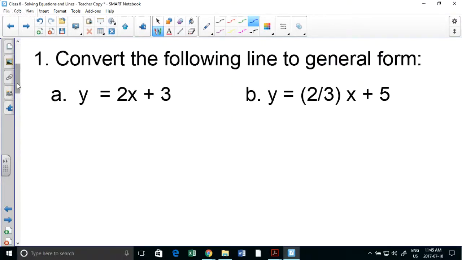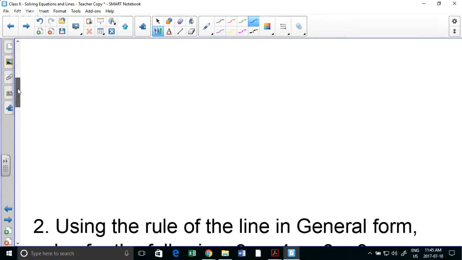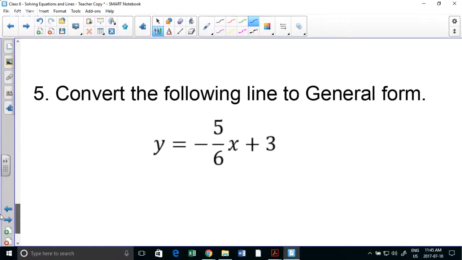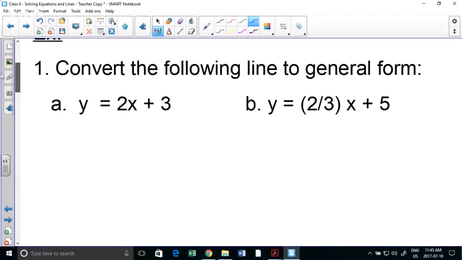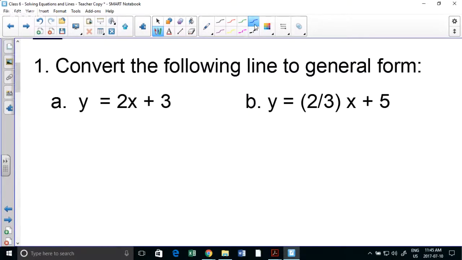So here I'm going to convert the following lines to general form. I need 3 criteria for being in general form. 1, I need all whole numbers, and you follow them in this order because otherwise you're going to end up doing more steps for nothing. Whole numbers, I have all whole numbers. Now I look at my A term. Right now it's positive, meaning I don't want to touch it. I want it to stay where it is, but I need one side to be 0. So I'm going to move this over here, and I get 0 equals 2x minus y plus 3. This is general form.